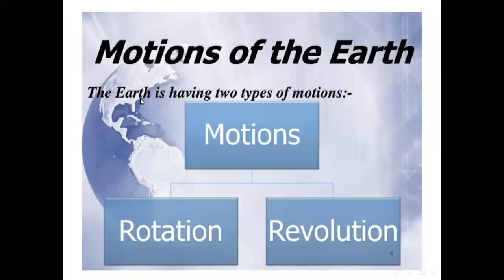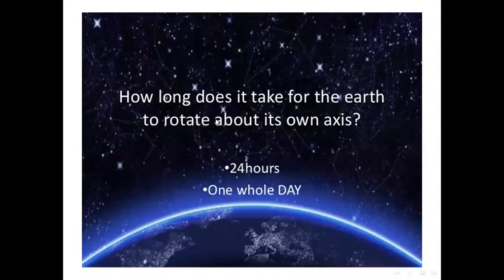Here again I explain, the earth has two types of motion. One is called rotation, the other is revolution. Keep remember. How long does it take for the earth to rotate about its own axis? 24 hours. If anyone asks you how much time the earth takes to rotate on its axis, you must know that it is 24 hours or one whole day.